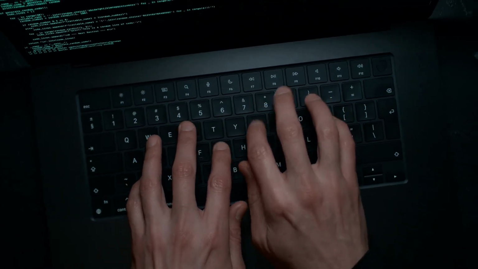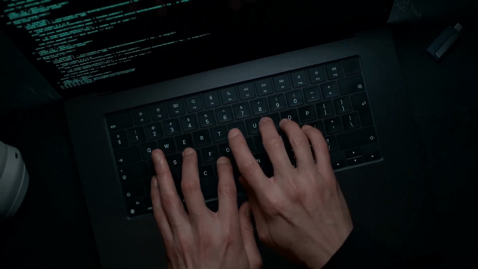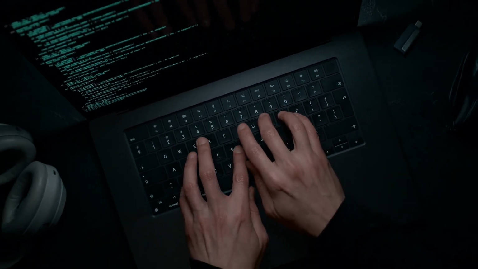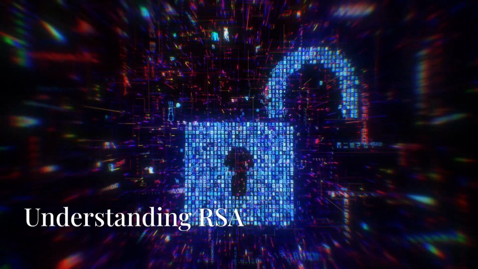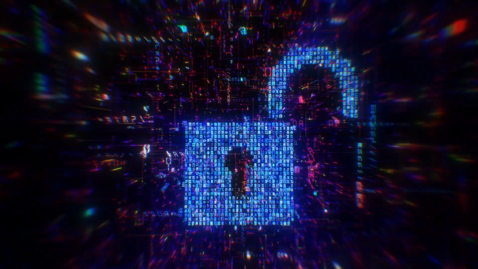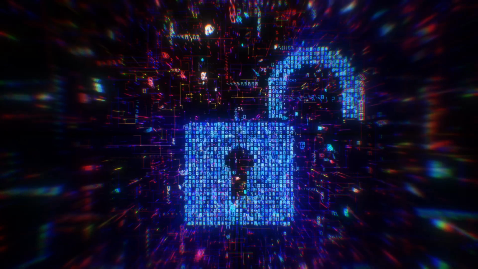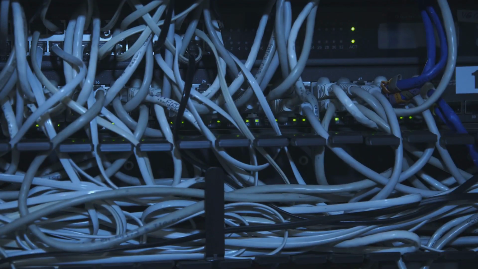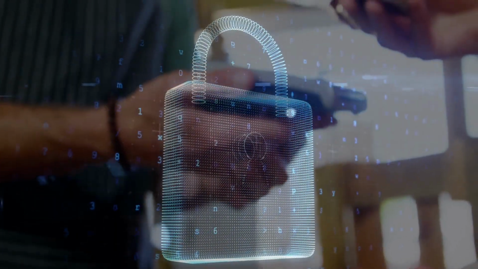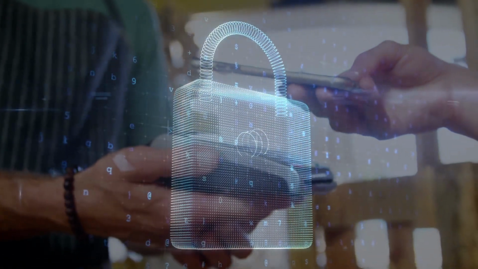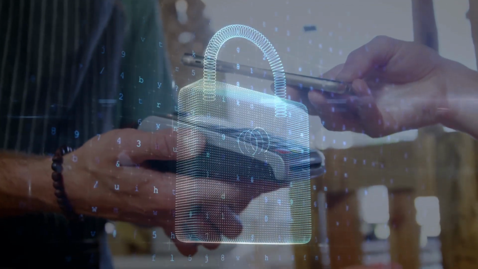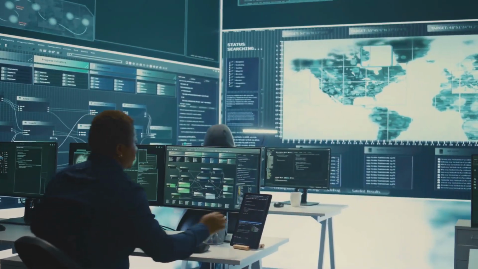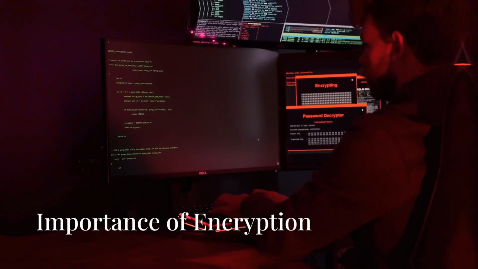In today's digital age, the security of our communications is paramount, and RSA encryption plays a crucial role in safeguarding sensitive information. RSA, which stands for Rivest Shamir Adleman, is a widely used public key cryptographic system that enables secure data transmission over the internet. By utilizing a pair of keys, one public and one private, RSA ensures that only authorized parties can access the encrypted data, making it a cornerstone of modern cybersecurity.